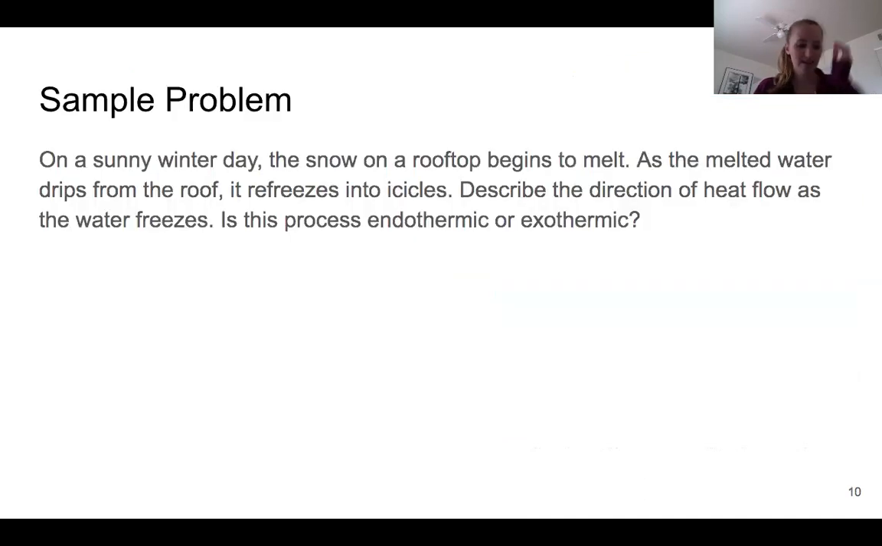So let's take a look at this problem here. It says, on a sunny winter day, the snow on a rooftop begins to melt. As the melted water drips from the roof, it refreezes into icicles. What is the direction of heat flow as the water freezes? Okay, so we're looking at how the heat is moving as the water freezes. So let's think about this for a second. When water is liquid, and it needs to go into a solid, is it going to gain heat? Is it going to get hotter, or is it going to lose heat? Is it going to become colder?